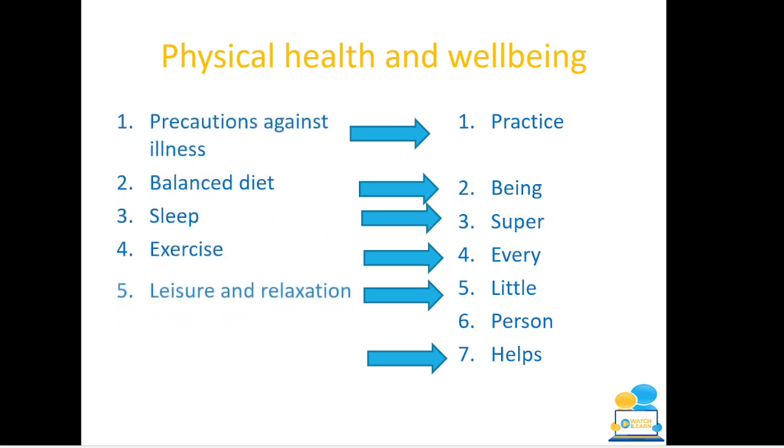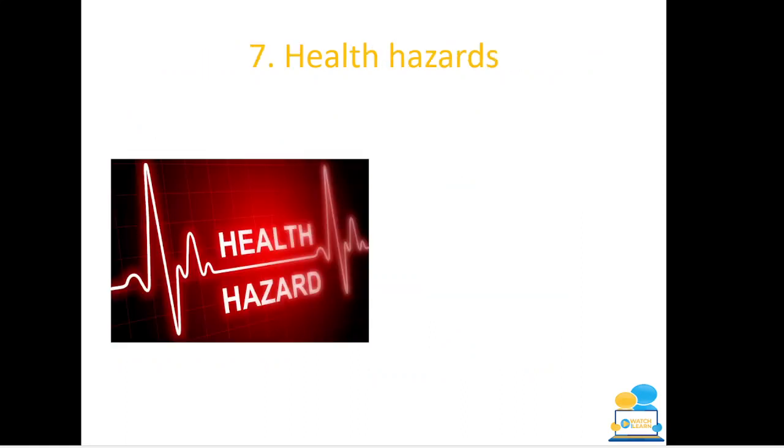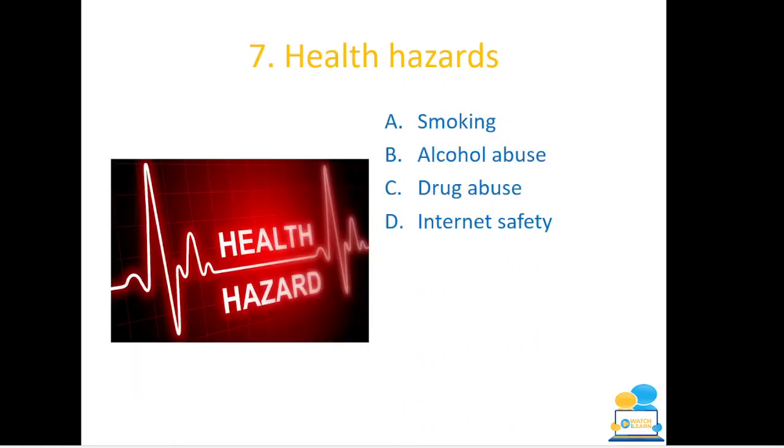So we have looked at these first 6, and now we're going to look at the last one, which is health hazards. Now this one goes into this chapter and another chapter, and the other chapter can be accessed on the ExamRevision website. So health hazards, the ones that we look at are smoking, alcohol abuse and drug abuse, and internet safety. Okay, now there are many others, but these are just the ones that we look at in junior cycle.